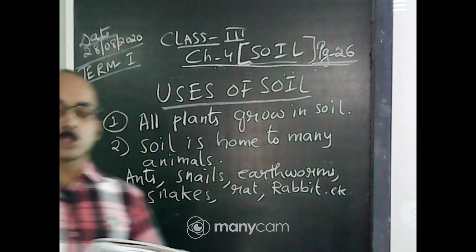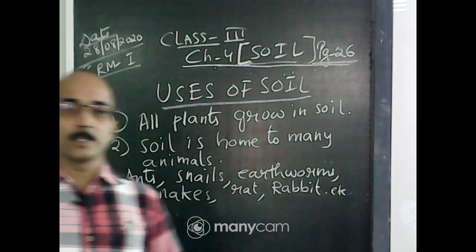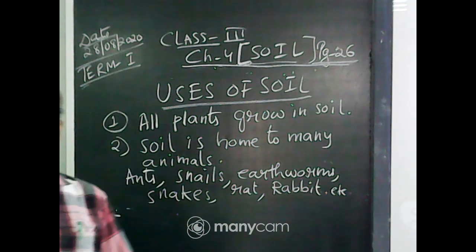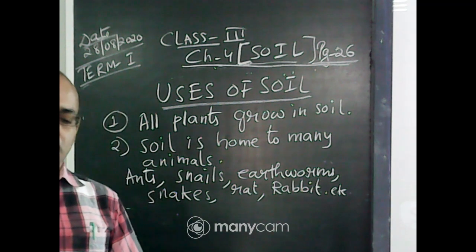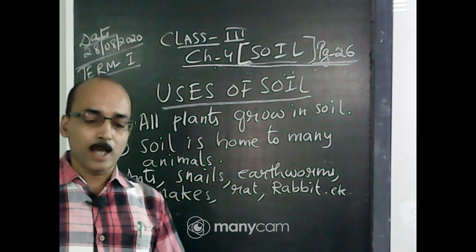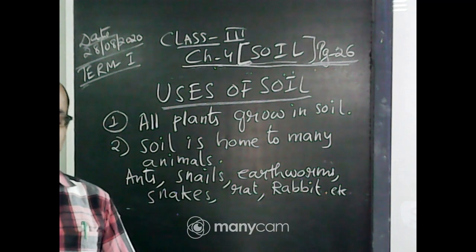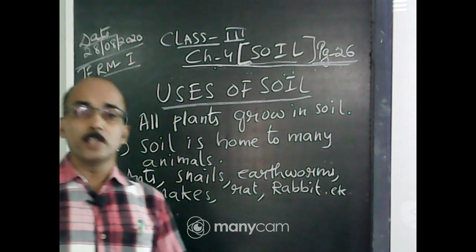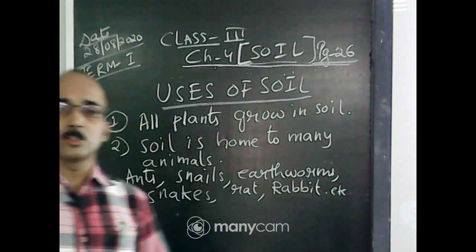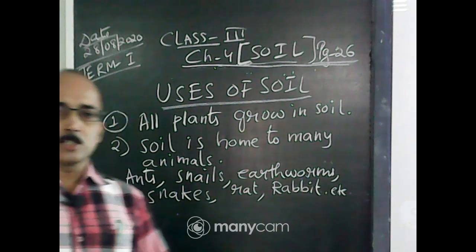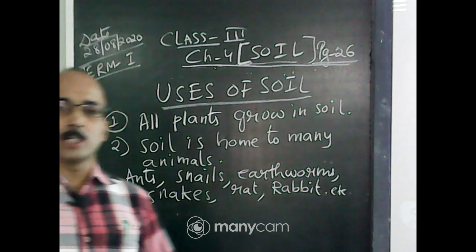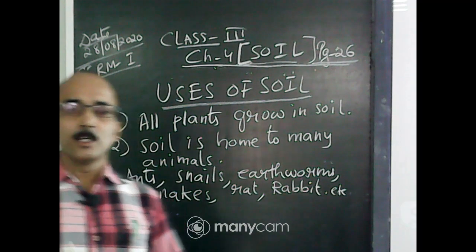Earthworms are very useful for farmers. Why? Let me read it now. Earthworms are very useful for farmers. Earthworms dig tunnels in the soil and loosen it. So, what does it do? Earthworm lives in the soil. While going down the soil, what does it do? It digs tunnels where it will live.